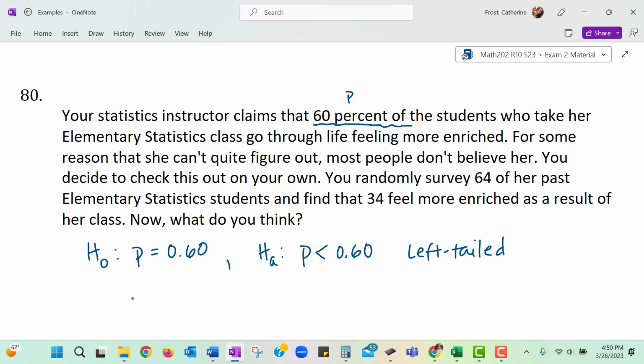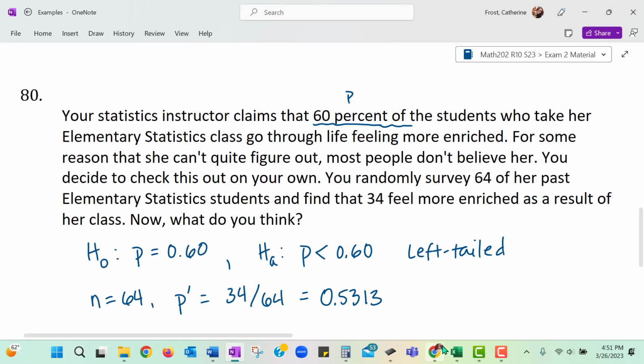Okay, so for our test, we need to also notice our sample data. So N was 64. And so our P hat or P prime is 34 out of 64. And I already calculated that's about 0.5313. So we'll see what we have to put into StatPower to get it to work. And then I'll show you some ways that you can make Stats Kingdom work and why it's a little bit annoying.